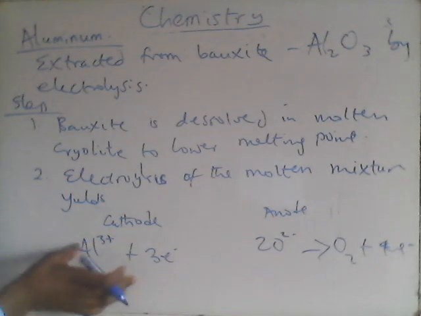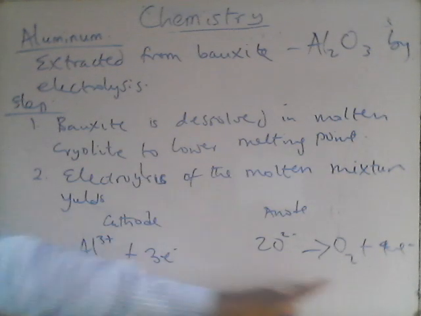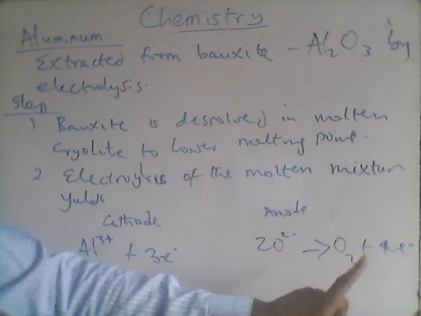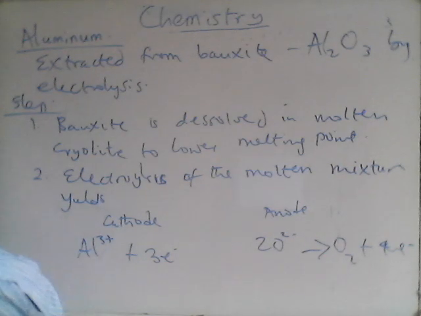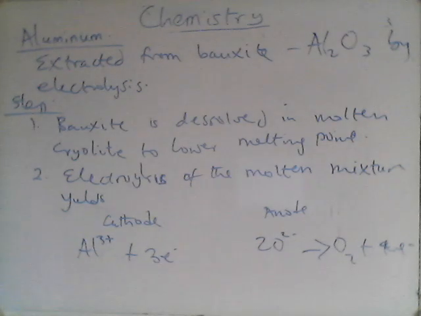This is where we collect the aluminium at the cathode. So aluminium is deposited at the cathode, and oxygen gas is liberated at the anode, which is consumed and must be replaced regularly. So this is how aluminium is extracted from bauxite.